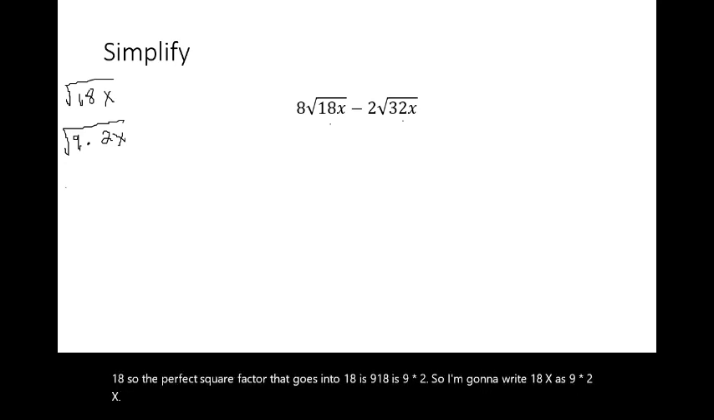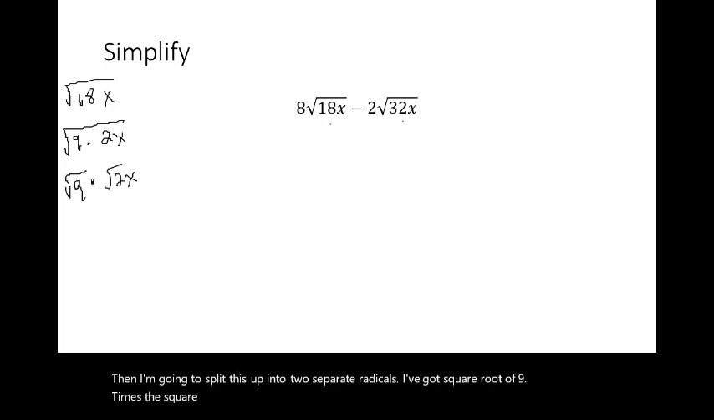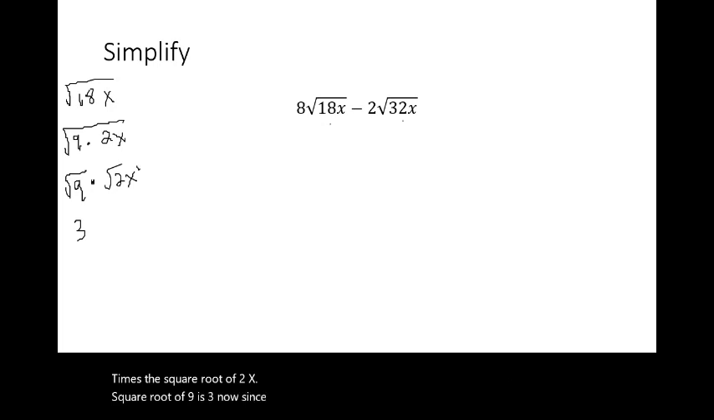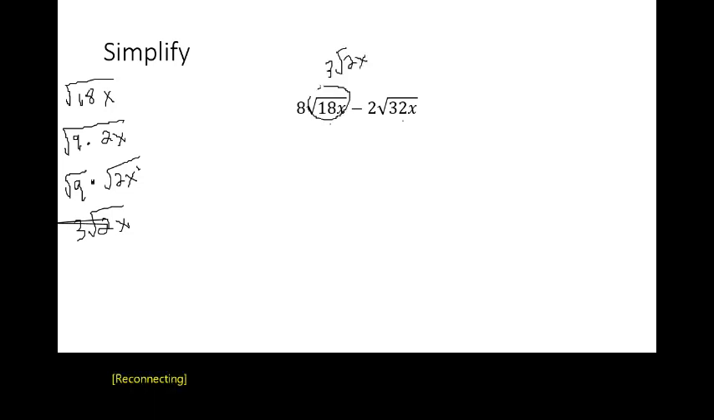Then I'm going to split this up into two separate radicals. I've got square root of 9 times the square root of 2x. Square root of 9 is 3. Now, since 2 is a prime number and the power on x is less than 2, this cannot simplify any further, so I'm going to be left with square root of 2x. So, square root of 18x here, I'm going to eventually replace that with 3 square root of 2x.